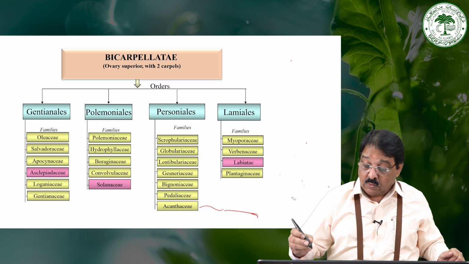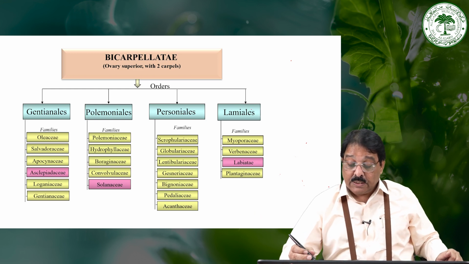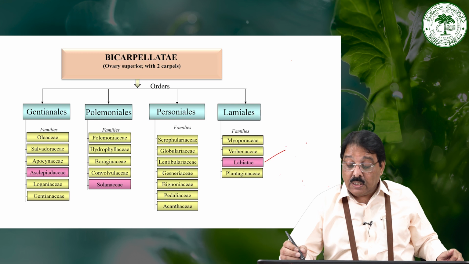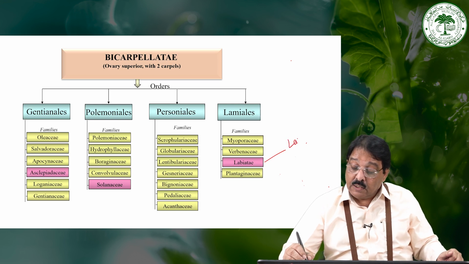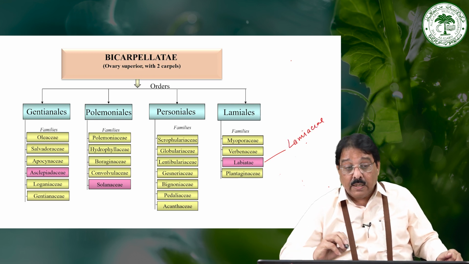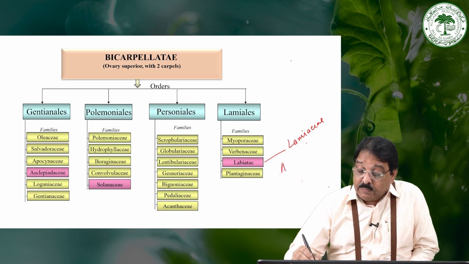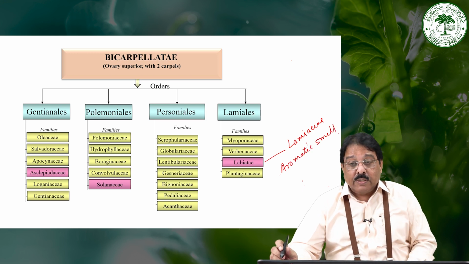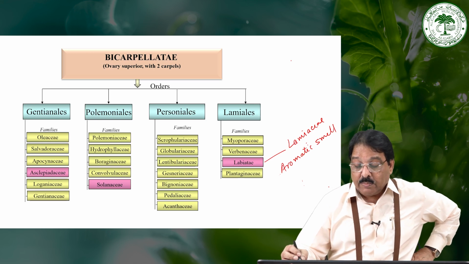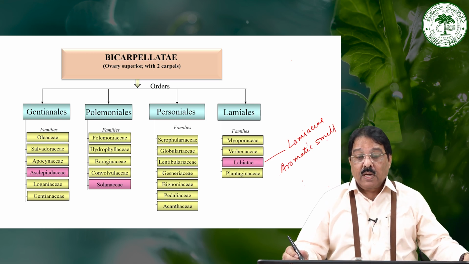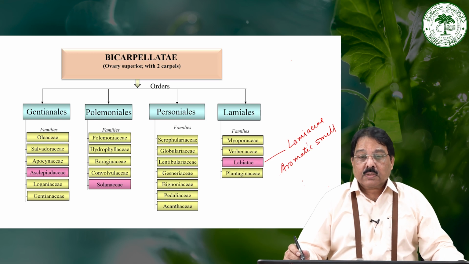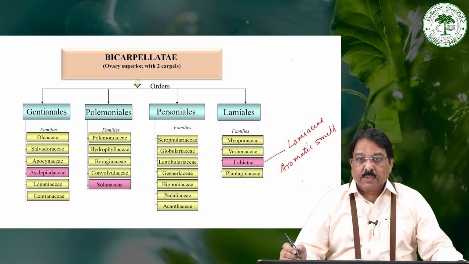Now come to the Lamiales. In Lamiales, Labiatae or the Lamiaceae. The other name is Lamiaceae. Members of the Labiatae have an aromatic smell. The aromatic smell is always there. All the members of the Labiatae have an aromatic smell, which means there would be oil glands available in the leaf or in the plant. You can see a very prominent smell is there.